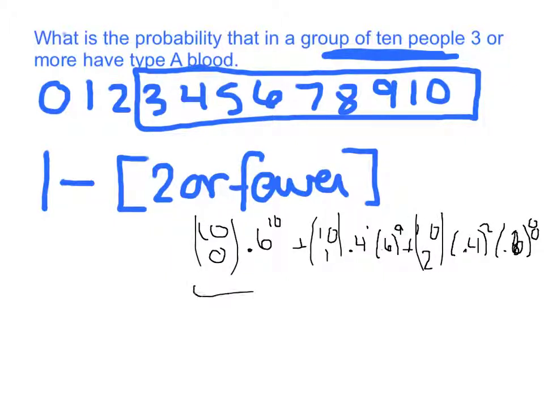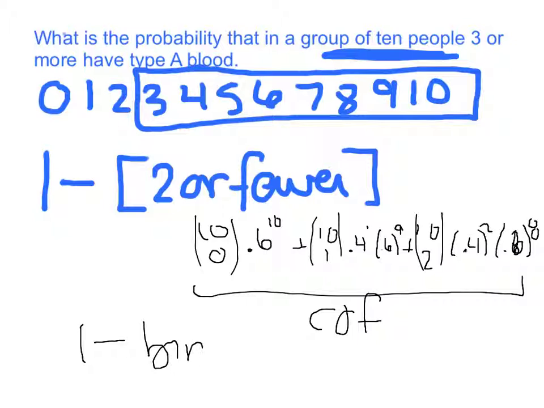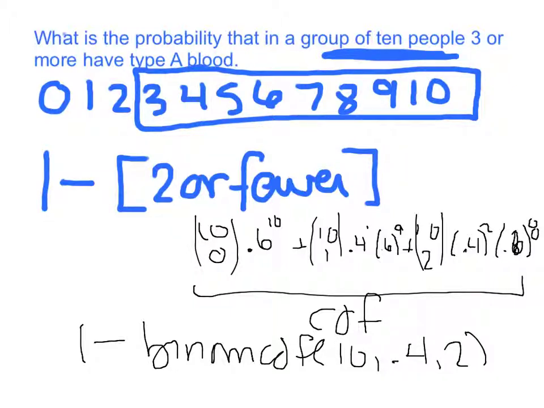But remember, your calculator does a nice job of adding with the CDF button. So if you were to type in 1 minus binomial CDF of 10, 0.4, 2, it'll give you the opposite of 2 or fewer, which is 3 or more, and you'll have the answer. If you missed it in the earlier slide, the binomial CDF is in the second VARS menu on your calculator.